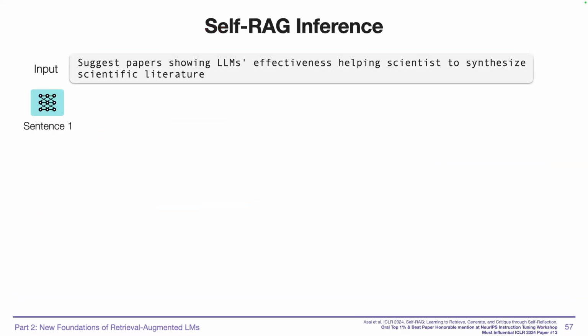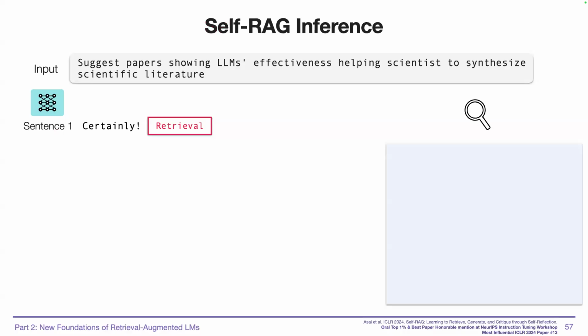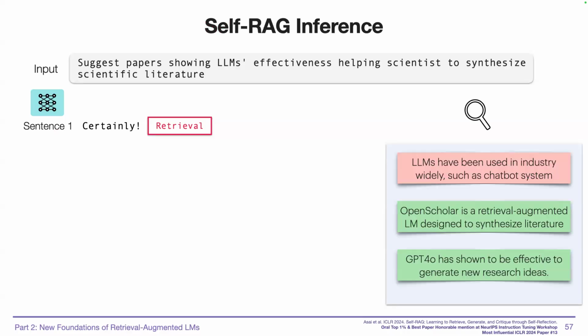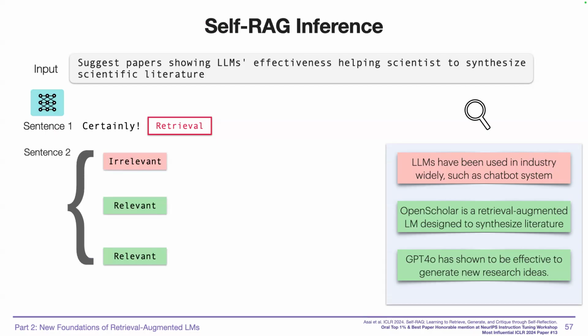If the task is complex and requires retrieval, such as "suggest papers showing language models' effectiveness for scientific research understanding," Self-RAG first generates the retrieval token to trigger the retrieval system. Then the retrieval system identifies a small set of documents. Self-RAG generates continuation based on each document in parallel. The model first explicitly evaluates the relevance of each document to the question. In response to the question, the first document about language model for industry chatbot is unhelpful, while the bottom two provide useful information.